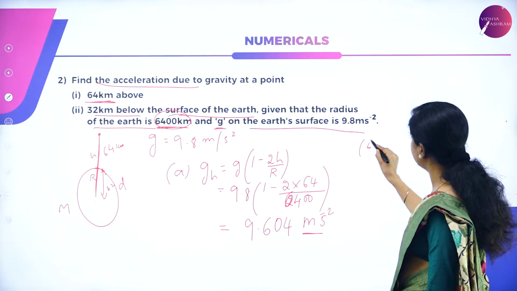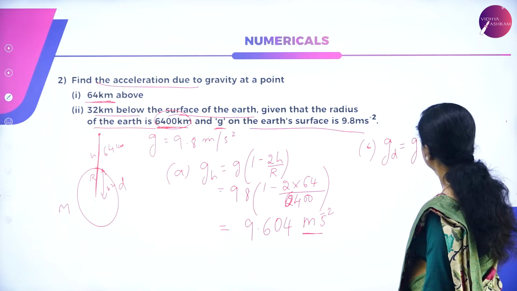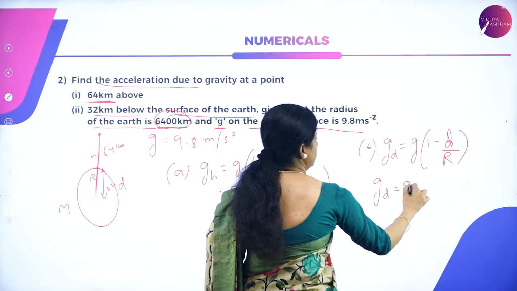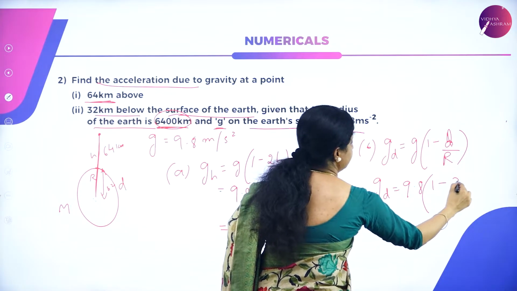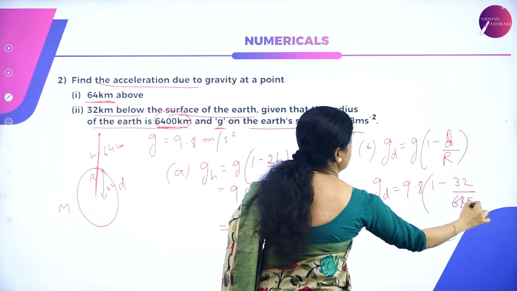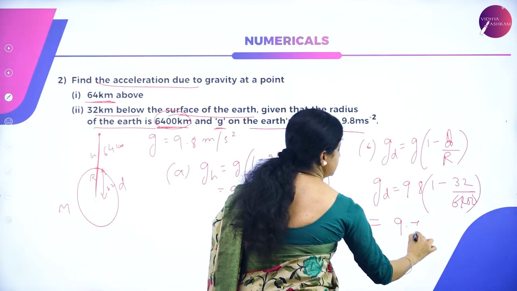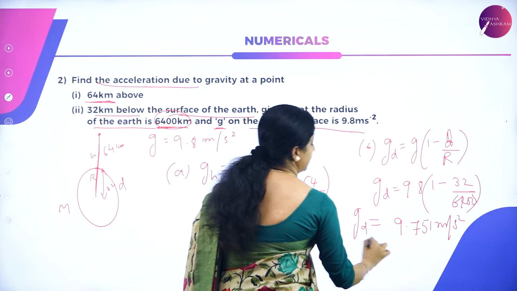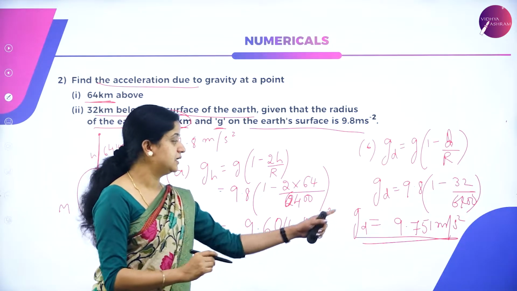Now let us find the acceleration due to gravity below the Earth's surface, that is gd is equal to g into 1 minus d divided by r. So gd is equal to 9.8 into 1 minus, what's the depth? It is 32 divided by 6400, and the answer here we will get after solving this is 9.751 meter per second square. Again, we are finding the acceleration due to gravity below the Earth's surface, and hence the unit is meter per second square.